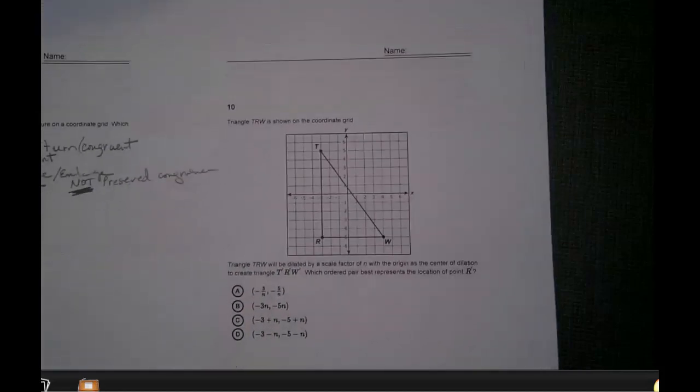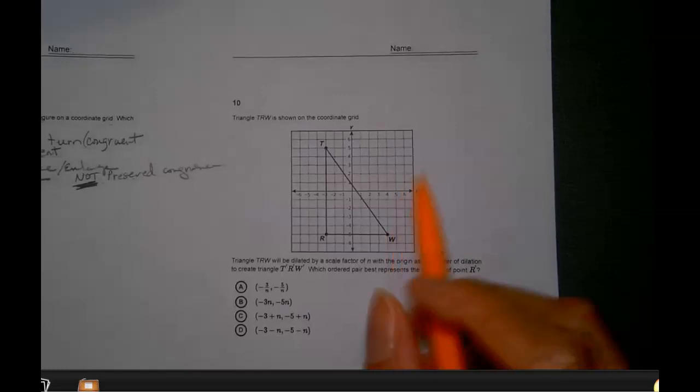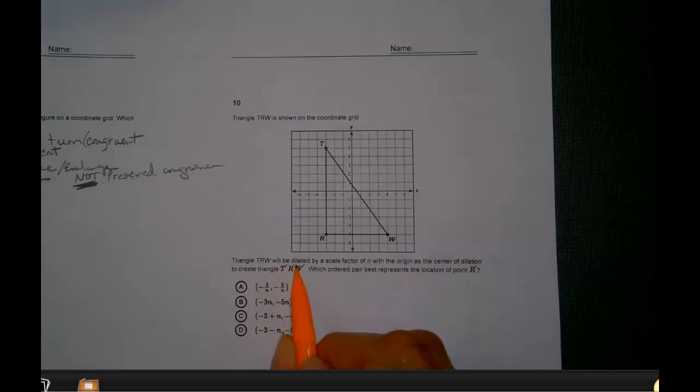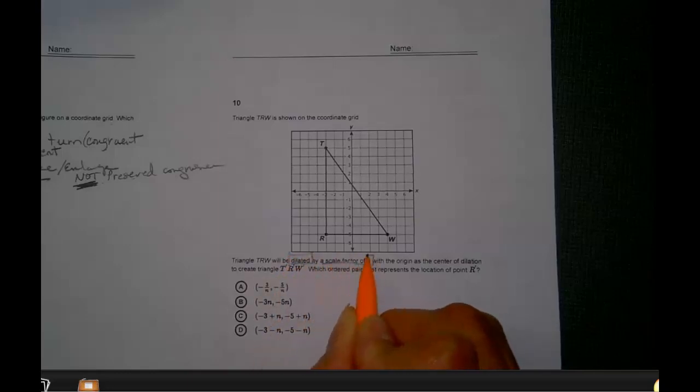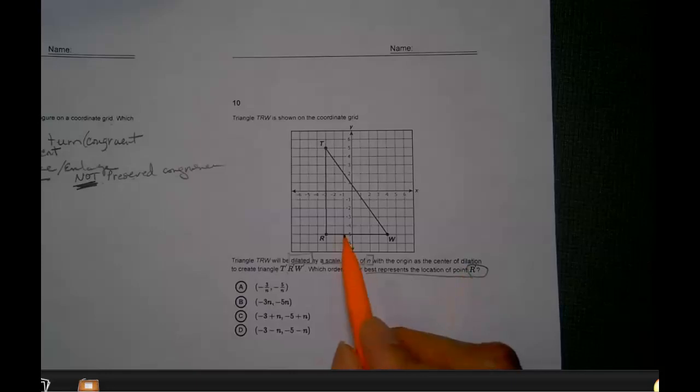Let's go ahead and look at number 10, another simple one. When you're looking at this particular scale factor, triangle TRW will be dilated. Here we go again. Scale factor of n with the origin as the center of dilation to create the new. Okay, which ordered pair best represents the location of R prime?